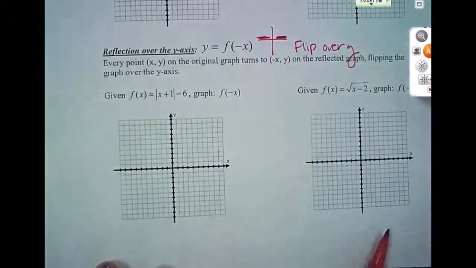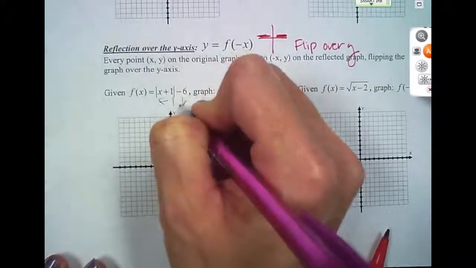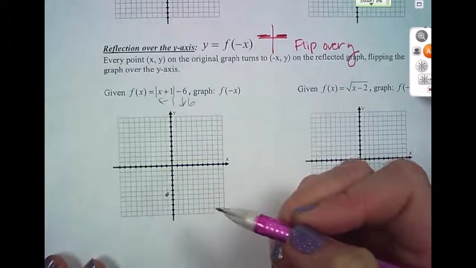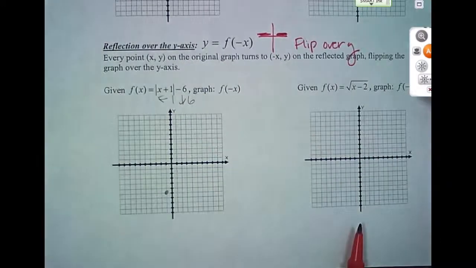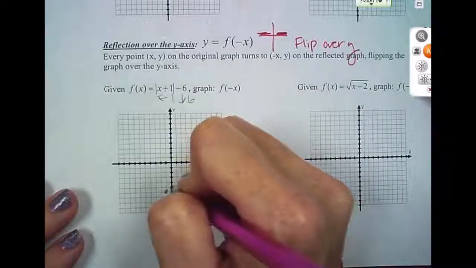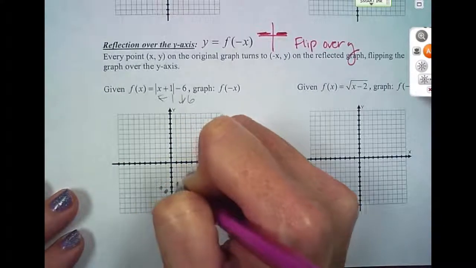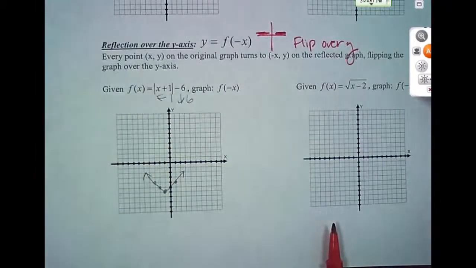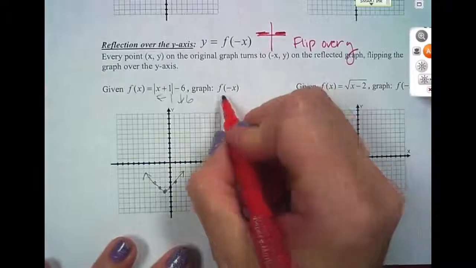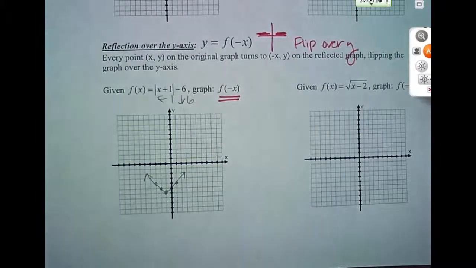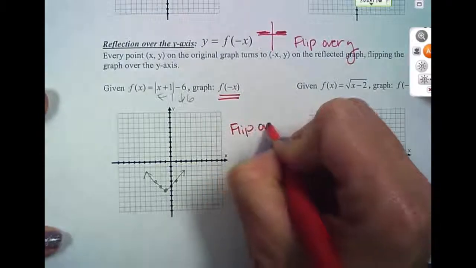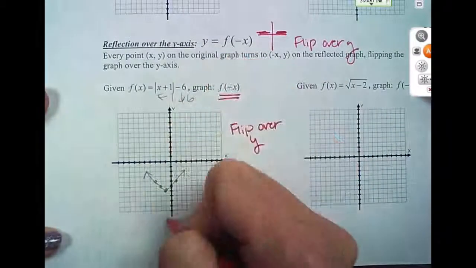We graph the function in pencil first. Left 1, down 6. This is a V graph. So it's out 1, up 1, out 2, up 2. Then it says opposite of x. Look right here. The opposite of x flips over y. So we're going to flip over y, and this is my y-axis right here.